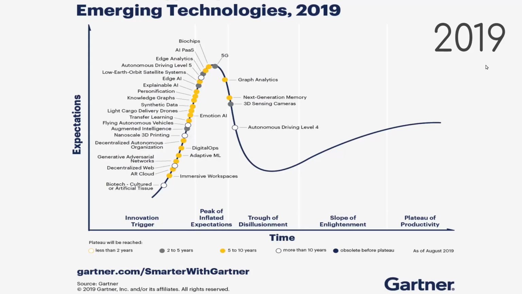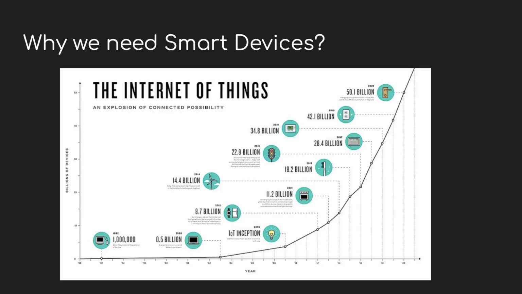Okay, so if I come over to 2019, again you can see edge analytics, AI PaaS, and again IoT all come under the top. So the point here is that things will fall into place. IoT is unavoidable, and machine learning and AI technology are also unavoidable. So the first point here is why we need smart devices. That's a question we have to ask ourselves.